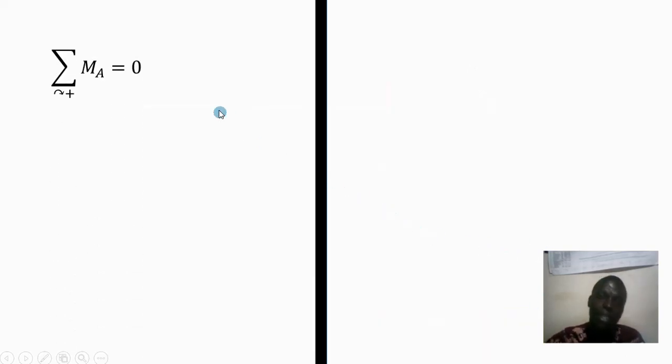Now, the sum of moments about point A should also equal 0. We are looking at equilibrium condition number 3. The sum of moments about a particular point must also equal 0. And taking the clockwise moments to be positive, if we look at our loading, we have WL, which acts at the center, at a distance L out of 2 from point A. So its moment will be positive because it is in a clockwise direction, which gives us W times L out of 2.